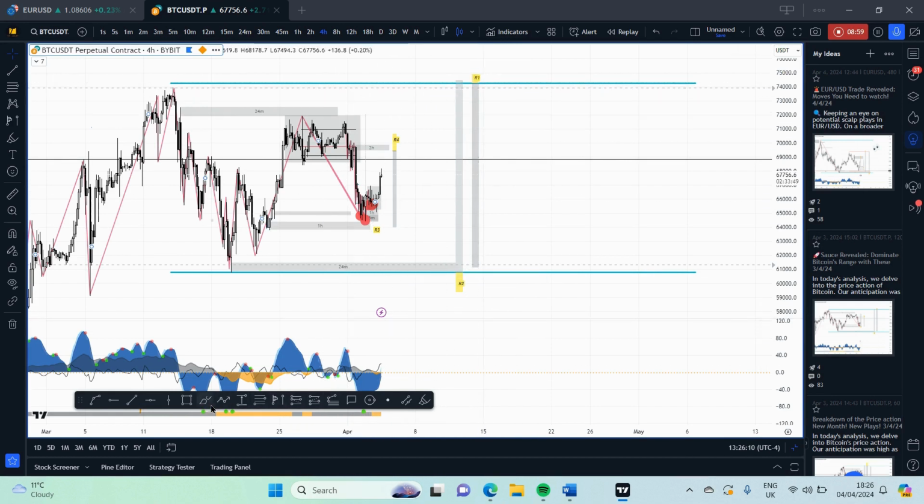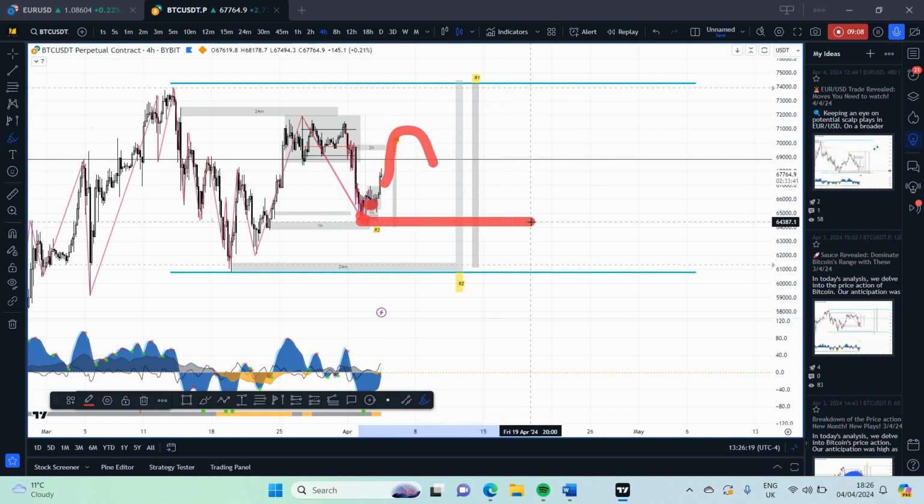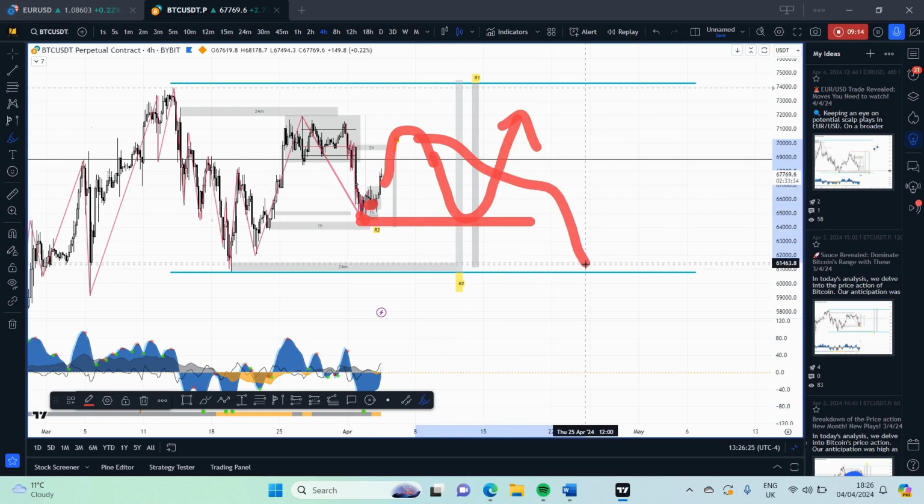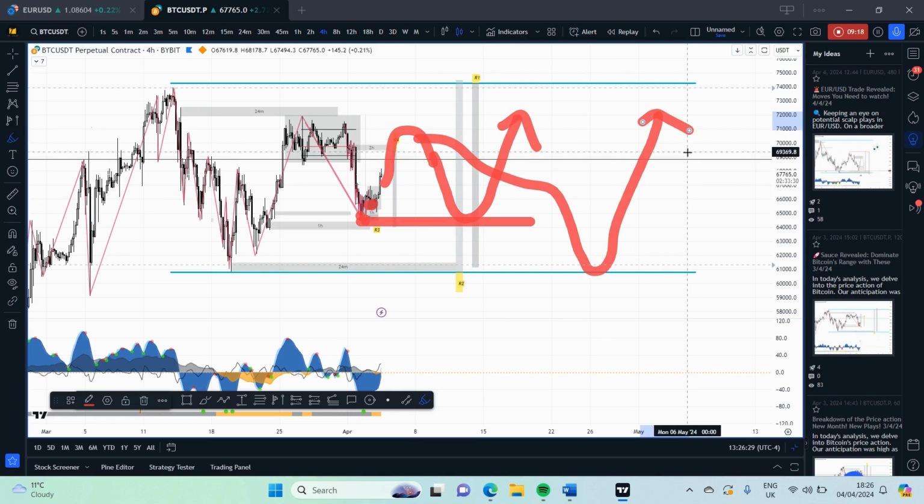Now in the case that price actually changes structure before it gets to that range high, in that case, I would be looking for this level again for a potential long, okay? Or I would be looking for a potential long off that extreme, okay? So that would be where I'll be looking for my next few trades.